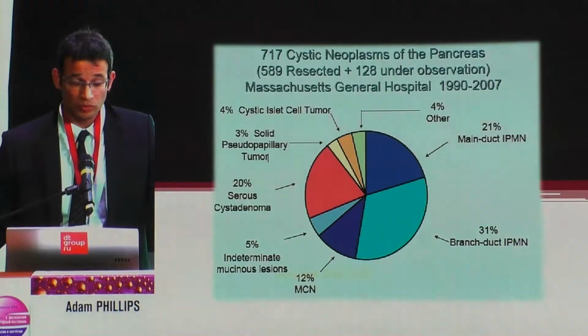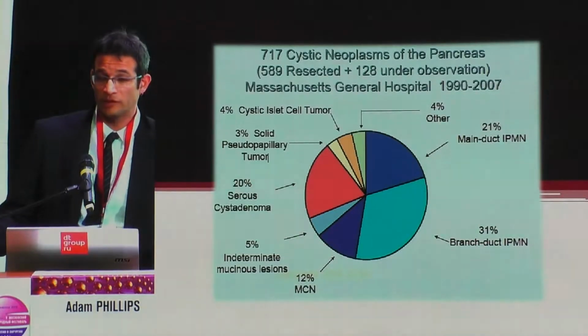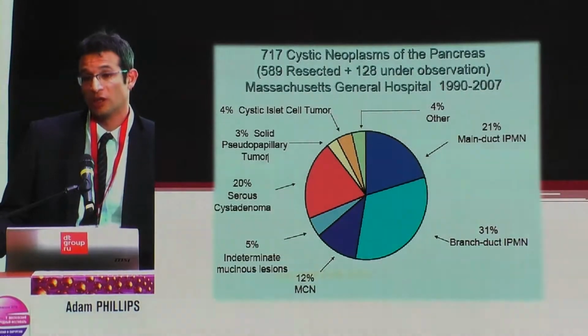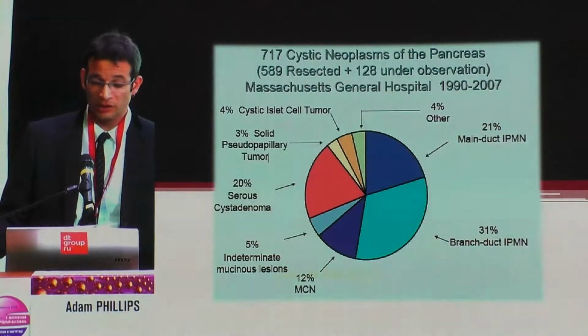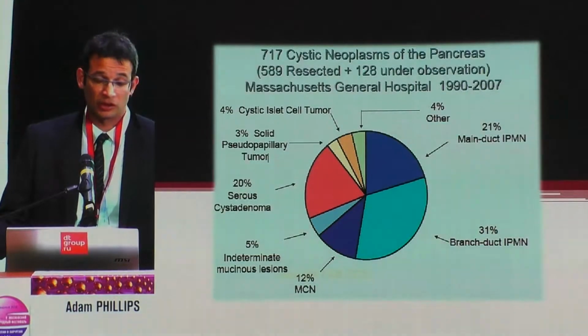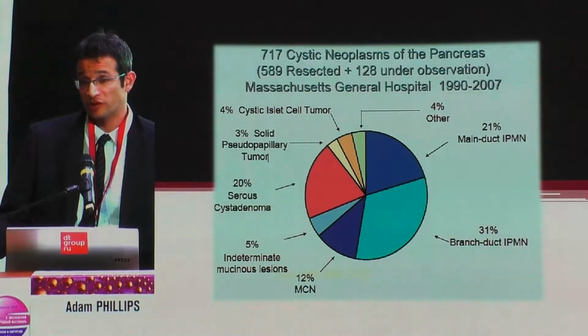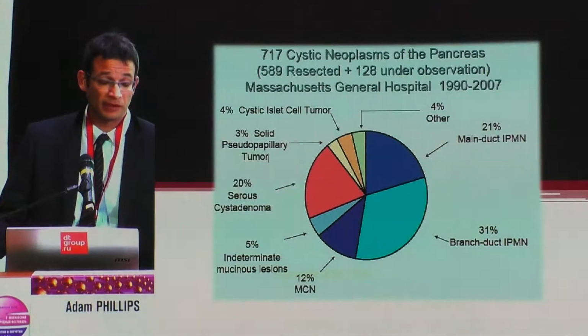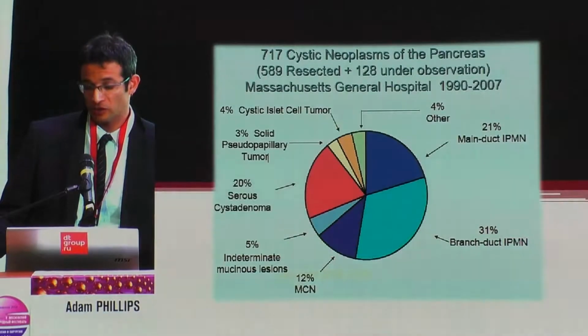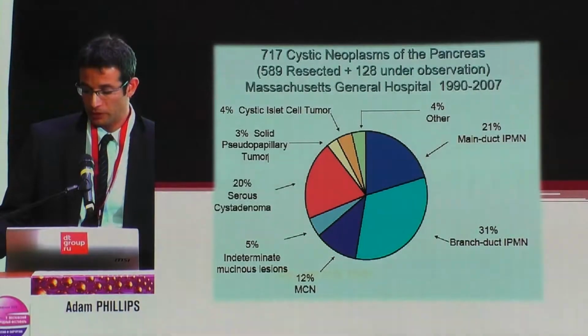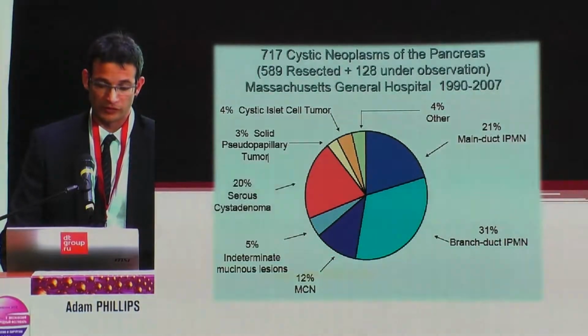We can say that from all the pancreatic cysts that we have in the population, the most prevalent one is the IPMN. We have about 12% of mucinous cystadenoma. We have maybe 20% of serous cystadenoma, and more than 50% of the pancreatic cysts will be IPMNs and others.